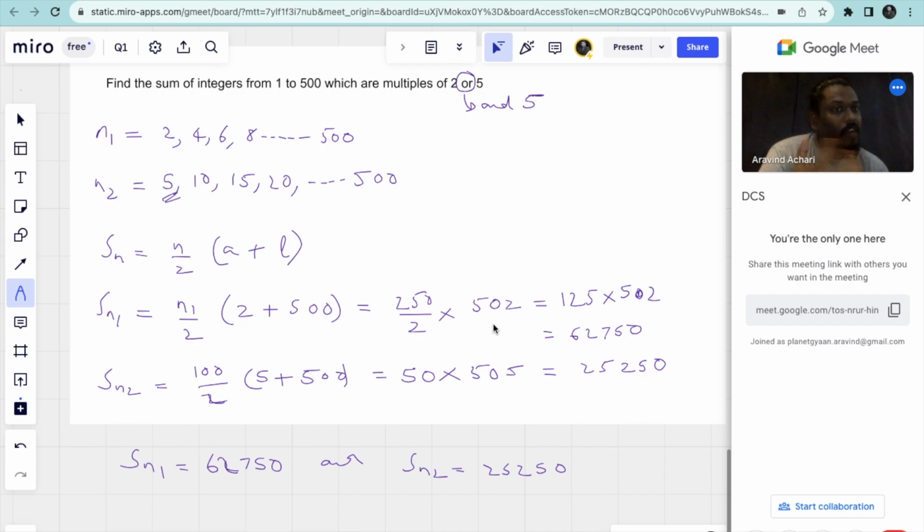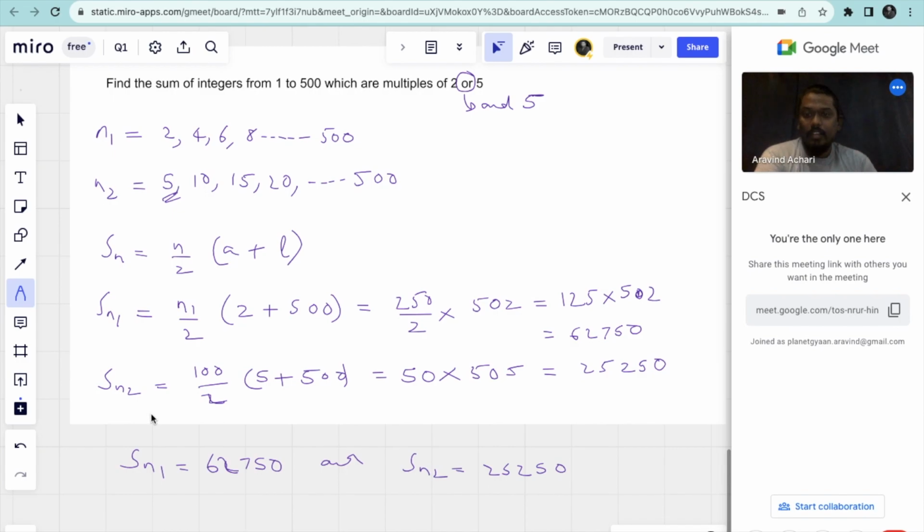So for that we have to do this entire process. First we have to find Sn1, which is integers from 1 to 500 multiples of 2, then Sn2, which are integers between 1 to 500 multiples of 5, and then again integers 1 to 500 which are multiples of 10, and that we have to subtract from these two sums. Got it? So let's do it now.